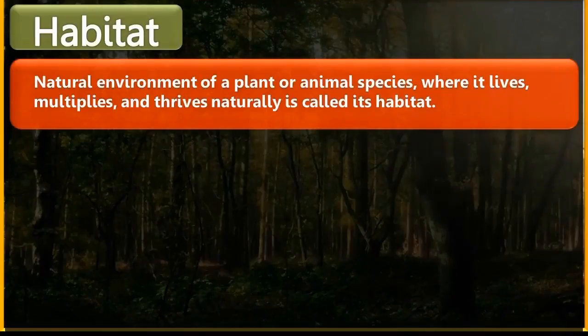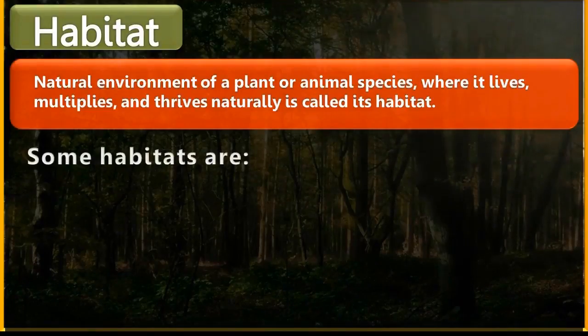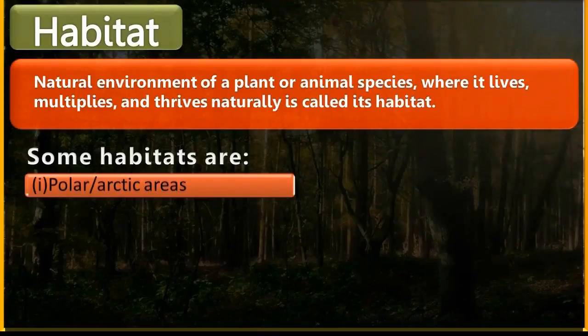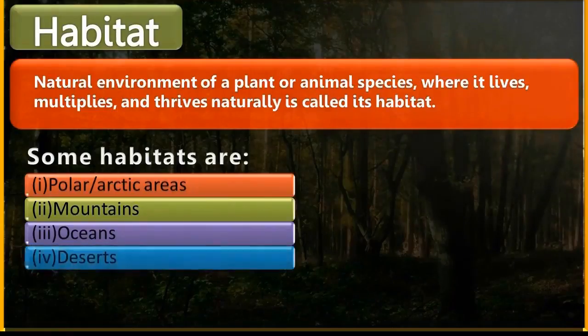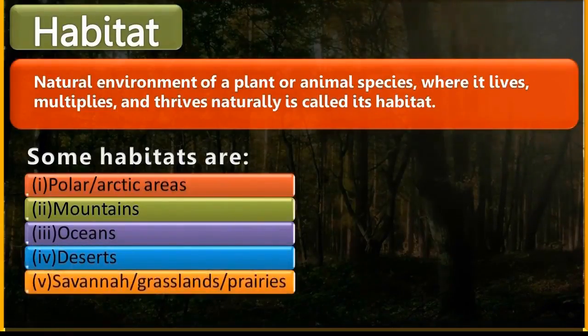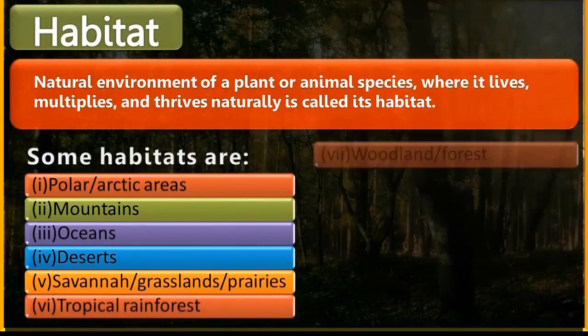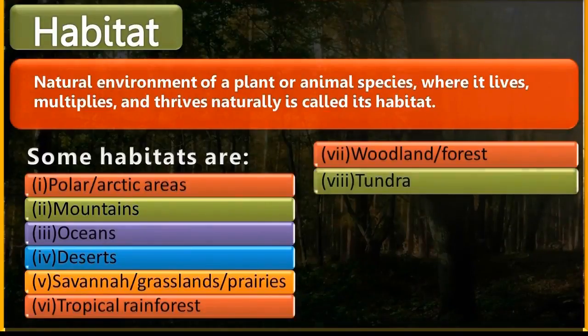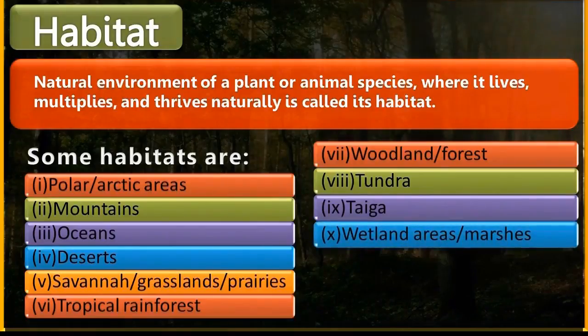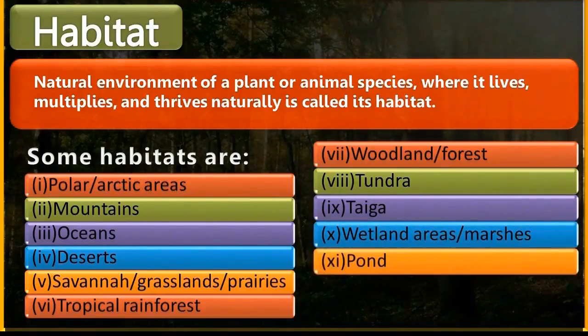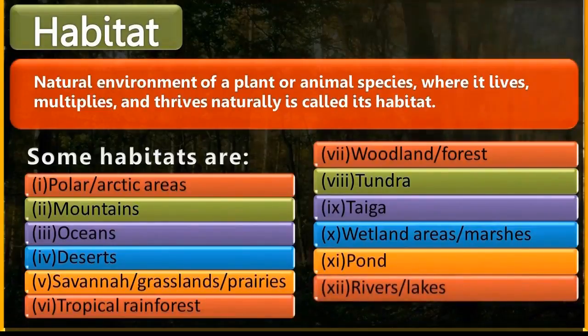Habitat. The natural environment of a plant or animal species where it lives, multiplies, and thrives naturally is called its habitat. Some habitats are: number 1, polar or Arctic areas. Number 2, mountains. Number 3, oceans. Number 4, deserts. Number 5, savanna or grasslands or prairies. Number 6, tropical rainforest. Number 7, woodland or forest. Number 8, tundra. Number 9, taiga. Number 10, wetland areas or marshes. Number 11, pond. Number 12, rivers or lakes. Number 13, cave.